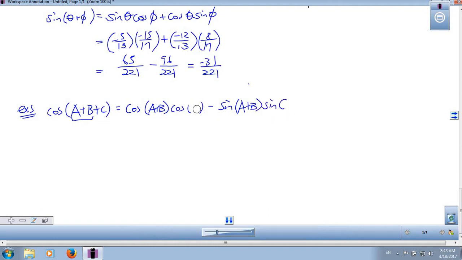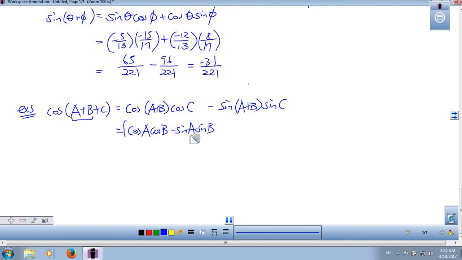So this is what's going to happen here. We view A plus B as one angle first. So it's the sum of A plus B and C. So it's cosine of A plus B, cosine C, minus sine of A plus B, sine C. Then we can go ahead and expand out cosine A plus B. Cosine A plus B is cosine A cosine B minus sine A sine B.